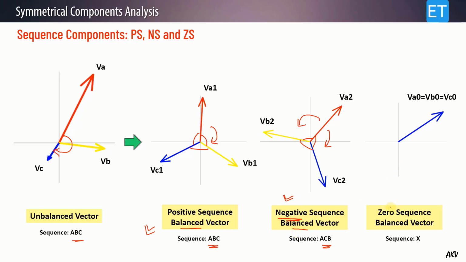And this third group is the zero sequence balanced vector. Balanced because all three have equal magnitudes, that's why they are overlapping with each other. Here you can see that VA0, VB0, and VC0 are all equal, and they have the same angles also. So all these sinusoidal waves are in phase with each other. That's why it has no sequence.